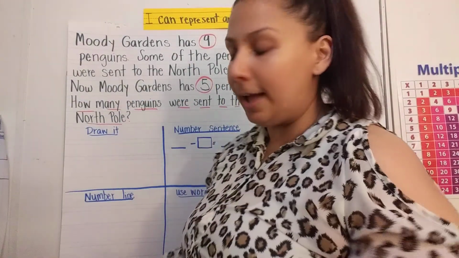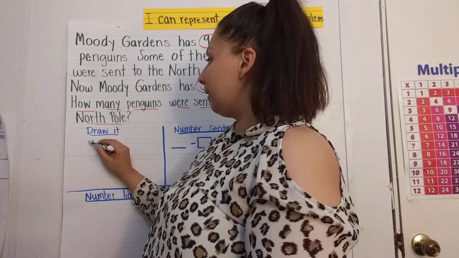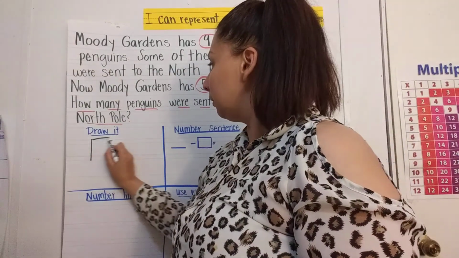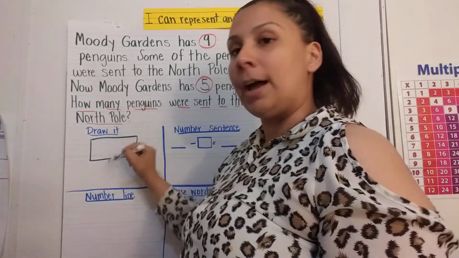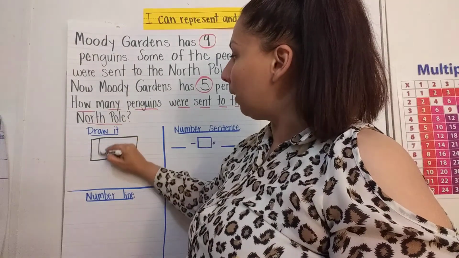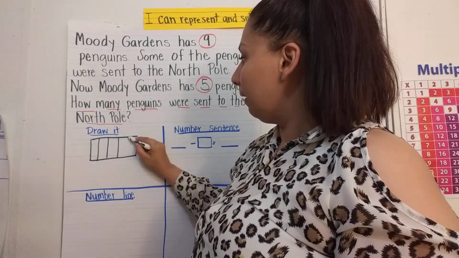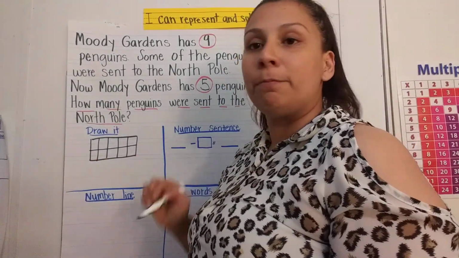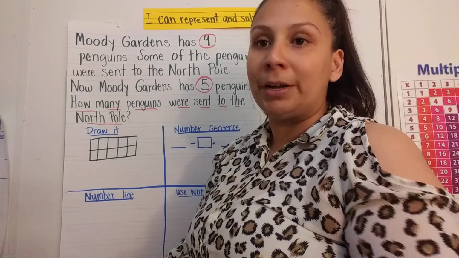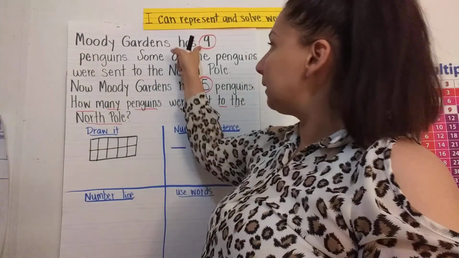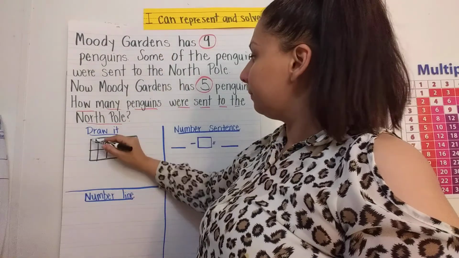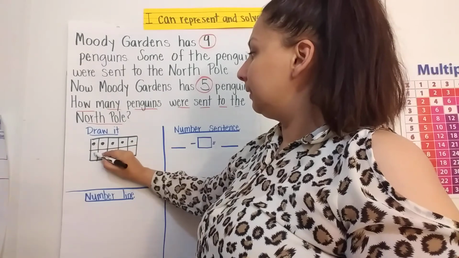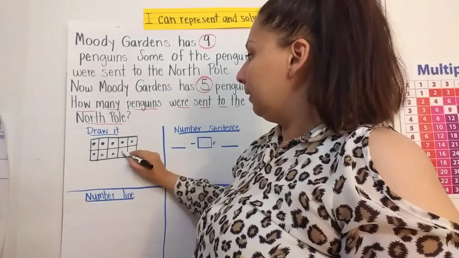So I can draw it by drawing my 10 frame. Remember, when we draw the 10 frame, we draw a rectangle and 4 lines going up and down. 1, 2, 3, 4. And 1 going across. Now we have drawn our 10 frame. So I'm going to put 9 dots in my 10 frame because that's how many penguins we had to start with. 1, 2, 3, 4, 5, 6, 7, 8, 9.